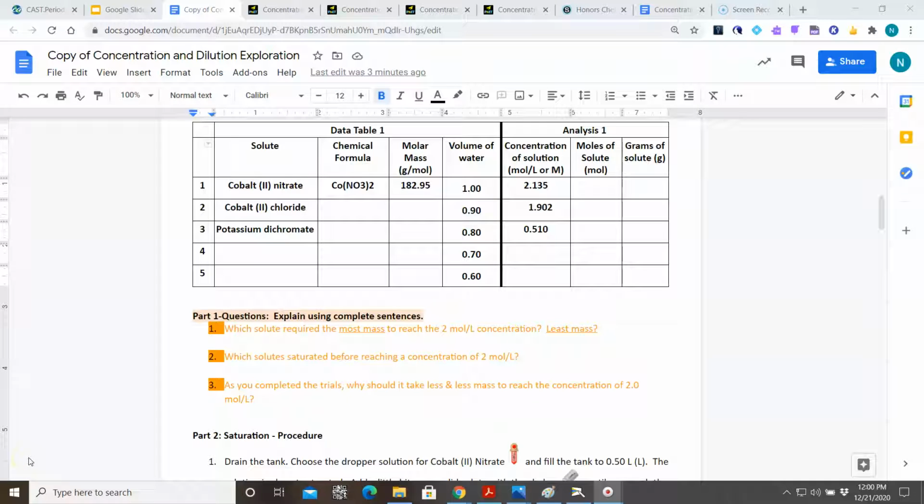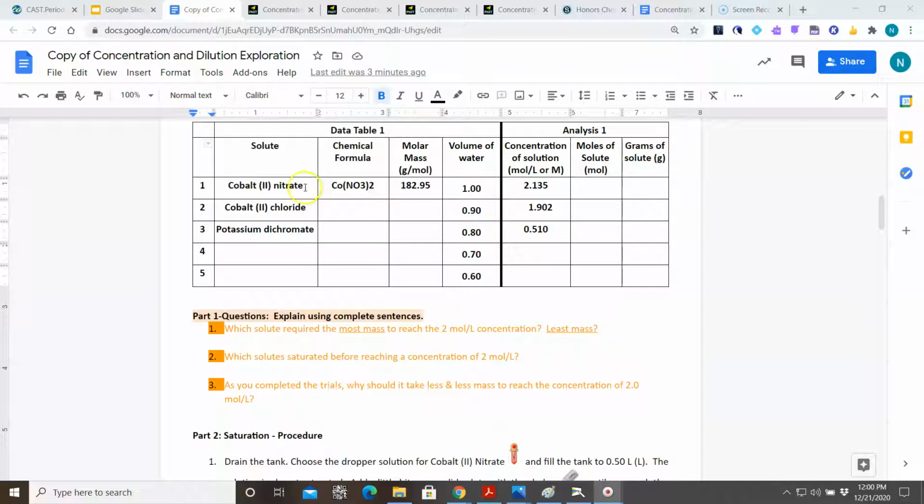Okay, welcome to the video on part 1 analysis of the concentration dilution exploration. One thing I forgot to mention in part 1 when I went through the procedure is filling out this section of the data table where you're filling out the chemical formula and molar mass of each of the different salts that you're using. So I did the first one for you.